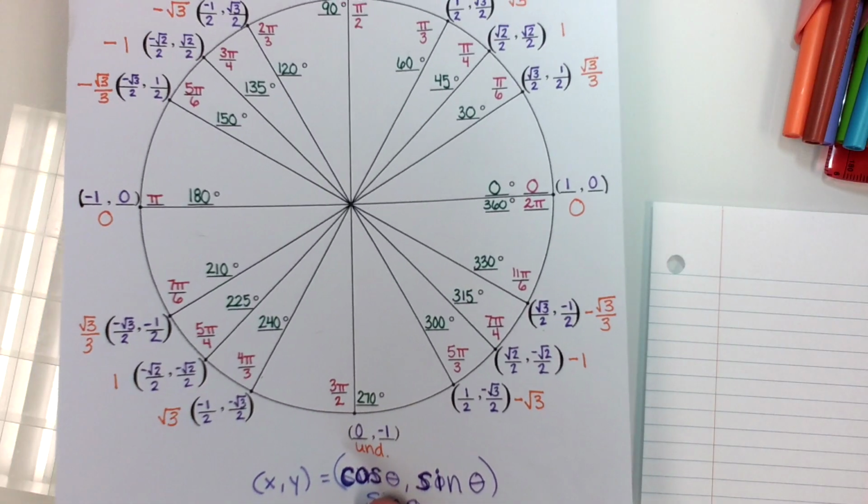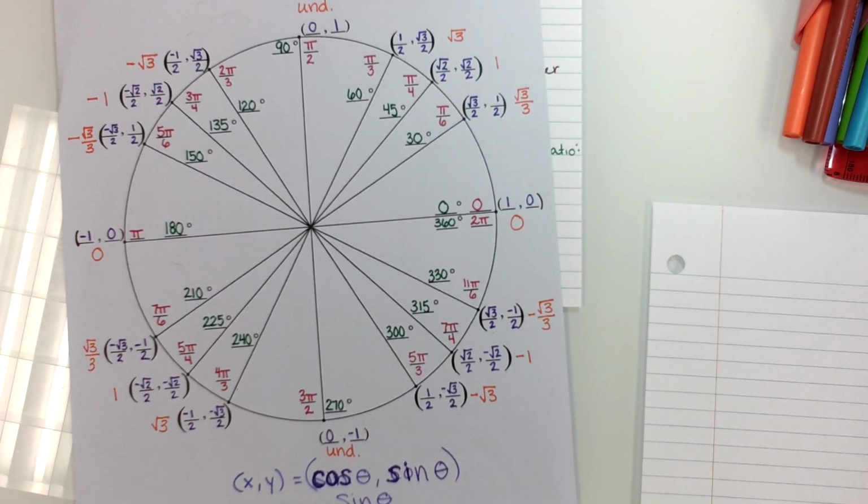Tangent. Okay, tangent ones that have the same value. 30 and 210. 45 and 225. 60 and 240. It's a funky looking 2. Let's make it more legible. 120 and 300. They're 180 apart. The difference between them is 180 degrees.